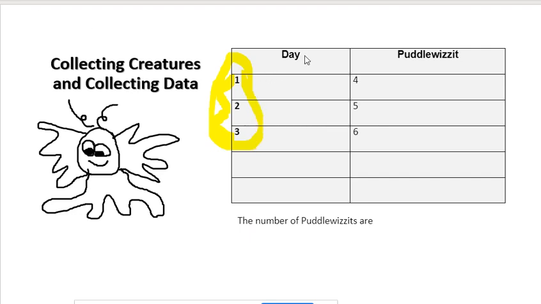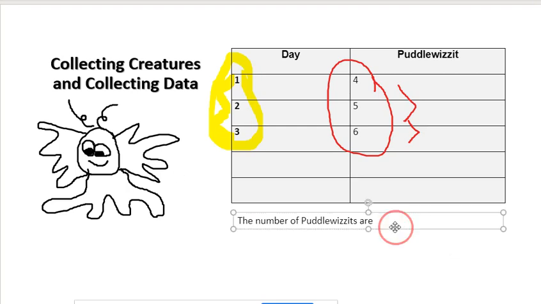Now, if we look over here at the puddle wizard, we can also notice that these numbers are also going up or increasing by 1. So we can say that the number of puddle wizards are increasing by 1 each day. And an important addition is that we also should state what number they're starting with, because we don't know how many we caught on the first day. So we would say the number of puddle wizards are increasing by 1 each day, starting at 4.